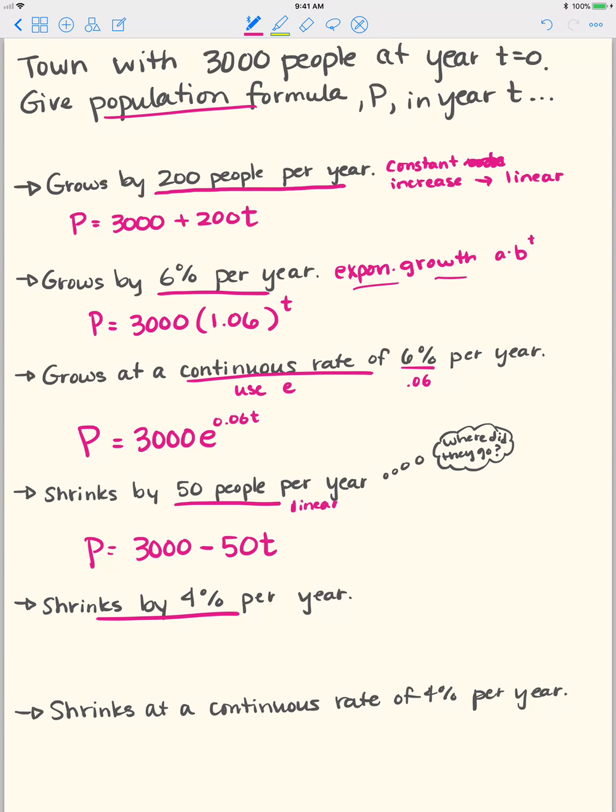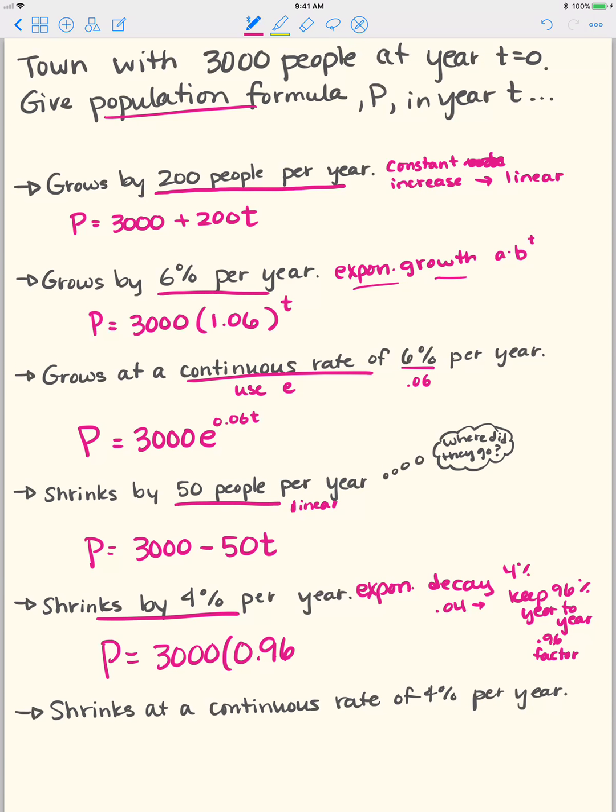If you're shrinking your population by a constant 4% rate per year, this is just exponential decay of 4%. And remember, if you're shrinking 4%, that's where we think of that as 0.04 as the decimal. But if we're shrinking 4%, we're actually keeping 96% year to year. And the 96%, the 0.96, is our decay factor that's in between 0 and 1, that we put into our formula. So population here is 3,000 times the decay factor of 0.96 to the t power.